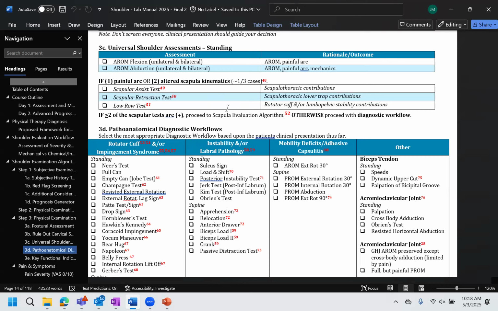And the more often that you think this way, the less you'll take a wrong turn in your assessment, I assure you. Okay, universal shoulder assessment, standing flexion, unilateral and bilateral, and then shoulder abduction. Okay, if painful arc or altered scapular kinematics are identified, approximately in a third of cases, then you would go into a scapulothoracic differential.